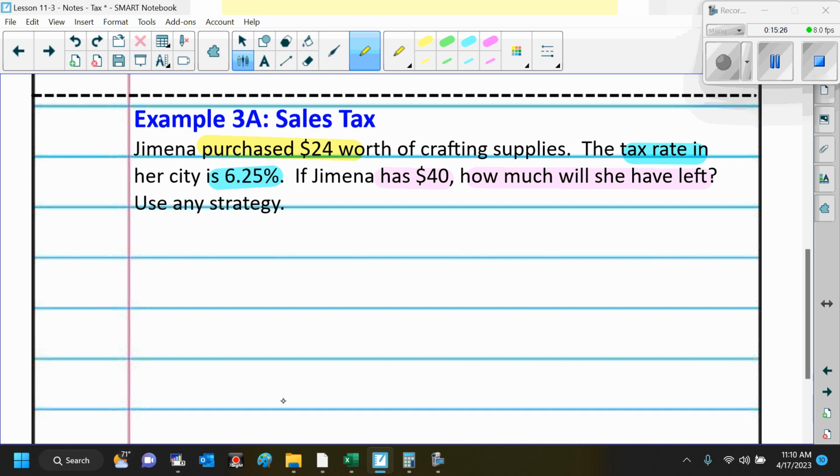Okay, so what strategy do we want to use? Do we want to use proportion or equation? Okay, so this one we'll do proportion just because we did equation for the last one. Okay, so we want to find 6.25% of what?